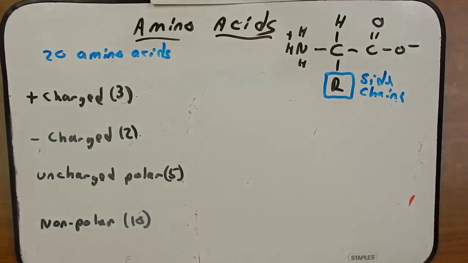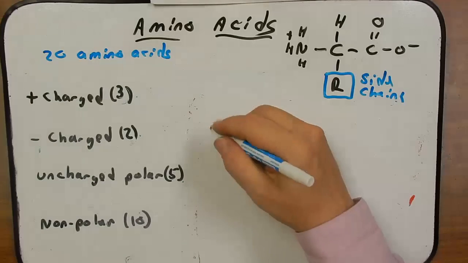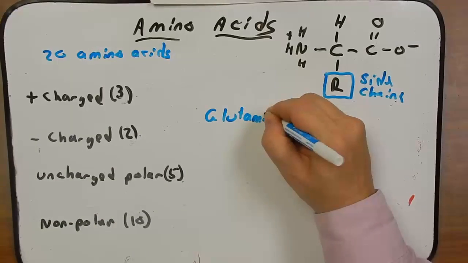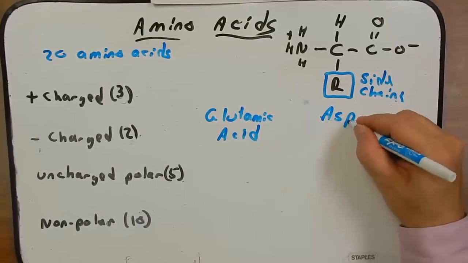Next, let's talk about the 2 negatively charged amino acids. Glutamic acid and aspartic acid.